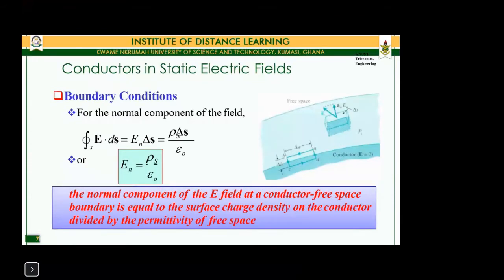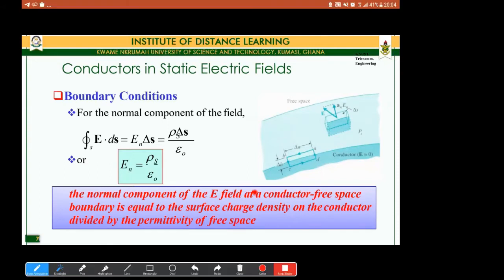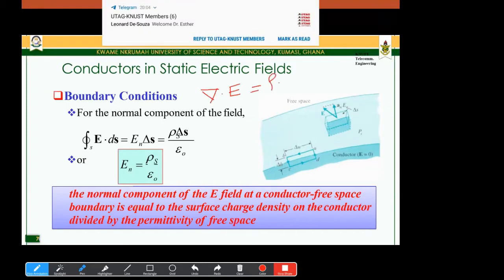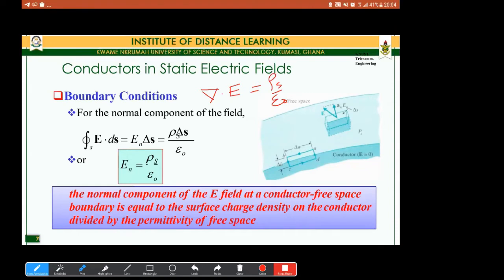What about the normal component? So the normal component is not zero. So what is the value of the normal component? We can get the value of the normal component from the divergence equation. If you remember the divergence postulates, it said that the divergence of E equals what? Rho over epsilon naught. I hope you remember that.